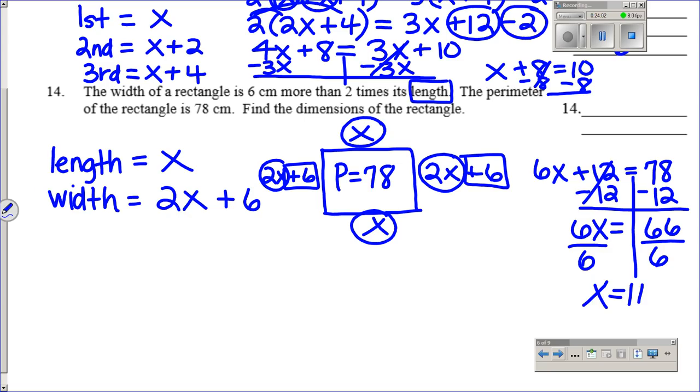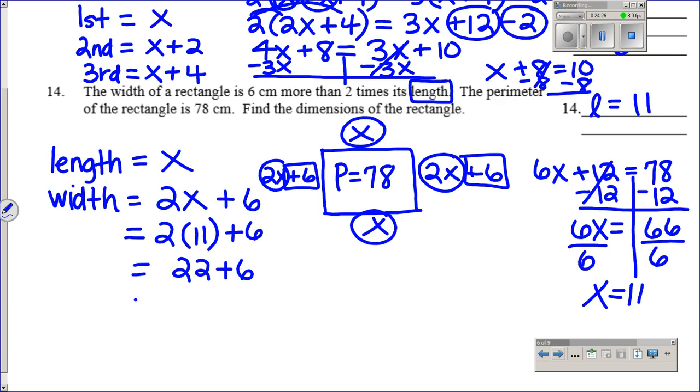So if you look back at the representation, x is our length. So we know our length equals 11. And to find the width, we're going to use the expression and substitute 11 in for x. So 2 times 11 plus 6. So this simplifies to 22 plus 6. Combine like terms. So the width equals 28. And now we have the 2 dimensions of the rectangle.